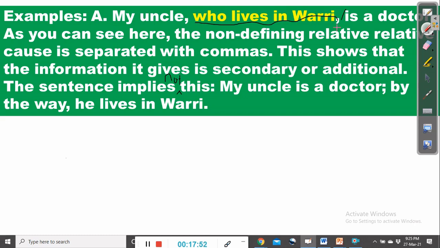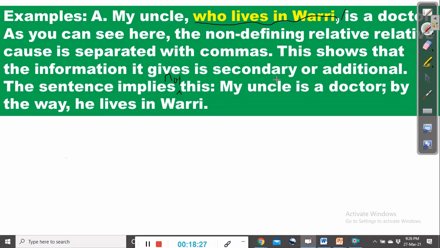So why do we separate the non-defining relative clause with commas? This is to show that the information provided here is just additional. It is extra information. It's not part of the core meaning. We don't need it to define the uncle we are talking about. All right. So we can see here that the information it gives is secondary or additional.